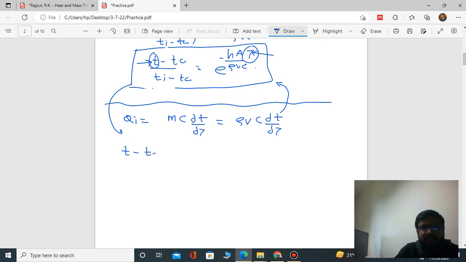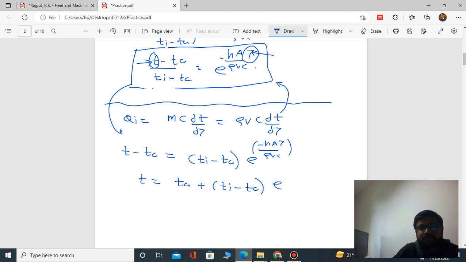T minus Ta is equal to Ti minus Ta e raised to minus Ha tau divided by rho Vc. This is our equation. So from that T would be equal to Ta plus Ti minus Ta e raised to minus Ha tau divided by rho Vc. Clear? So now this temperature, this value we will have to put where? This value we will have to put here.